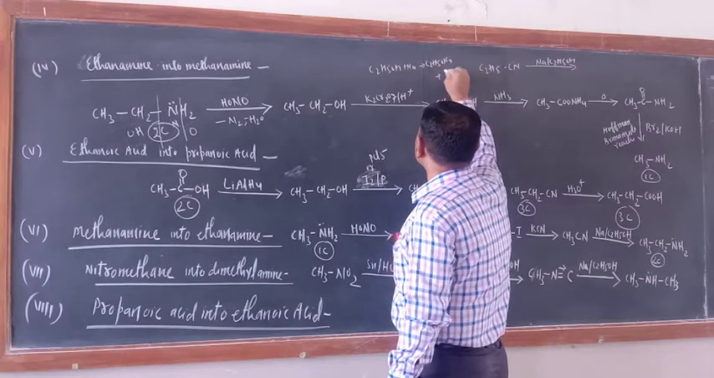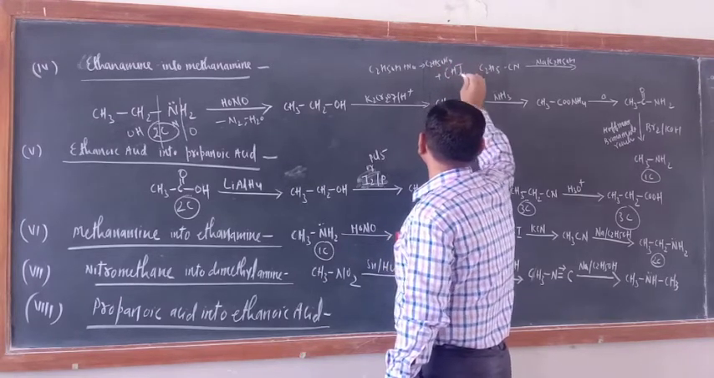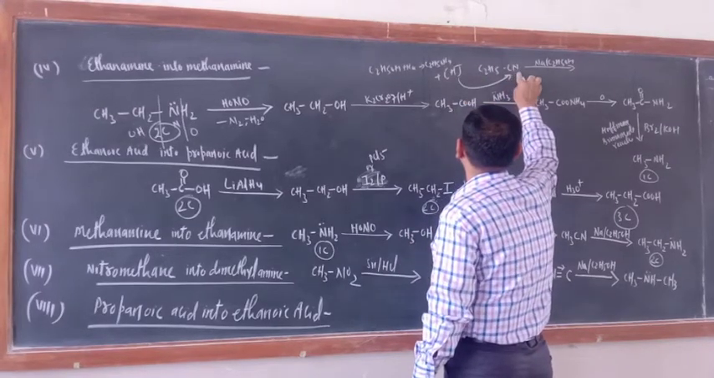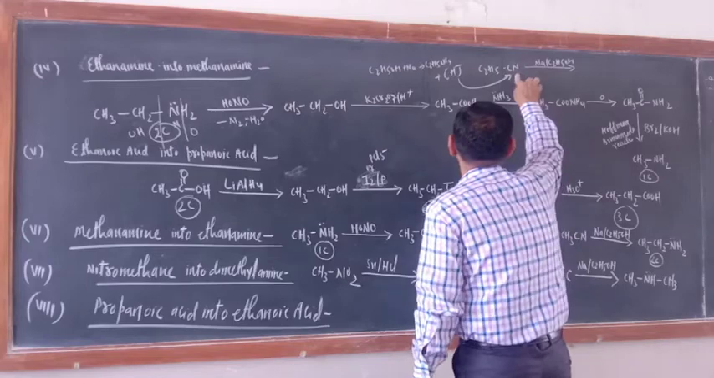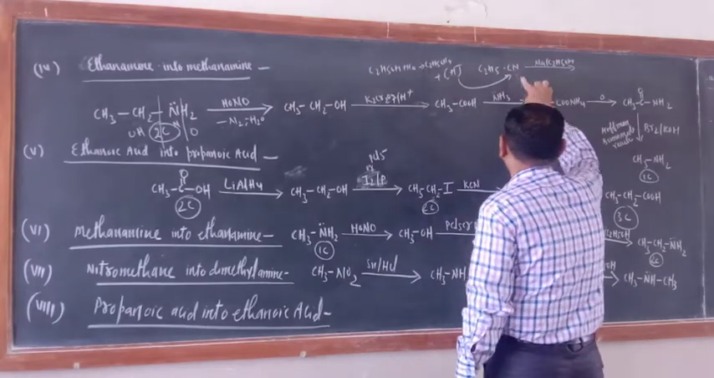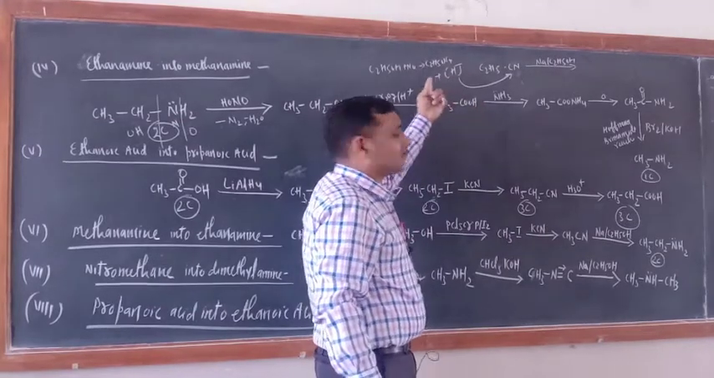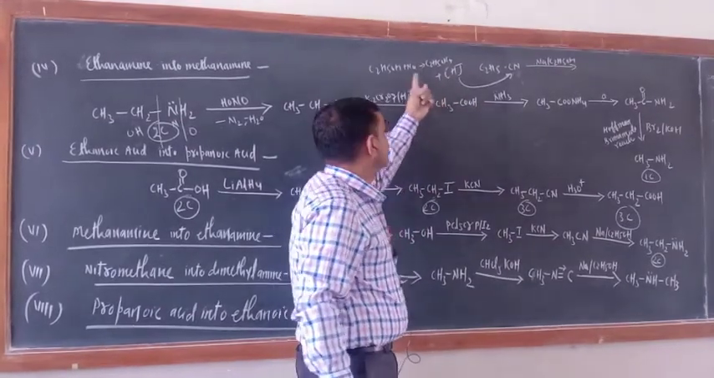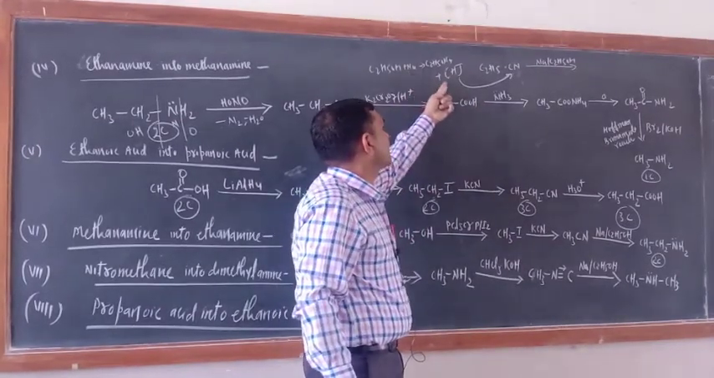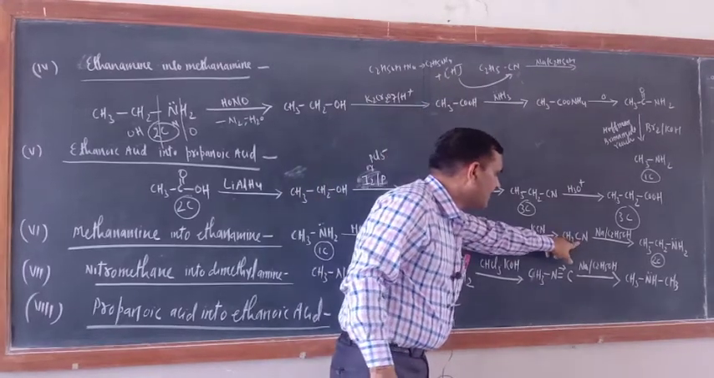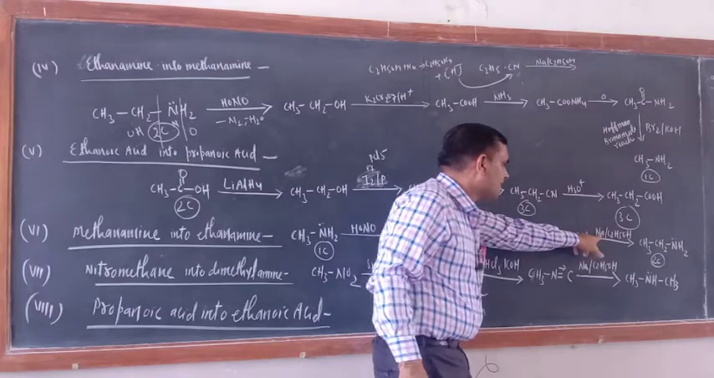C2H5ONa plus nascent hydrogen. This nascent hydrogen is only reducing CN into amine. Just see, this CN is only when cyanide is subjected for reduction. Just see, this is nascent hydrogen. So this cyanide will be reduced in presence of this one.